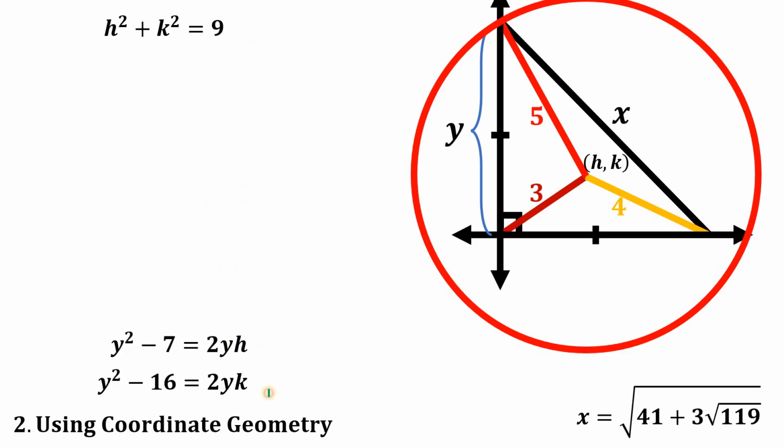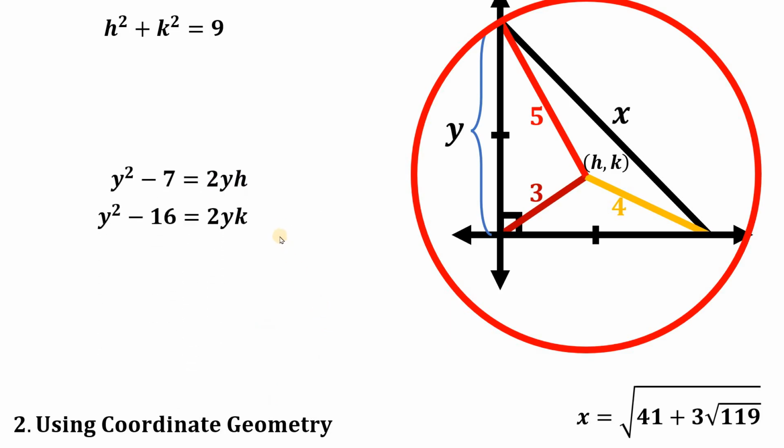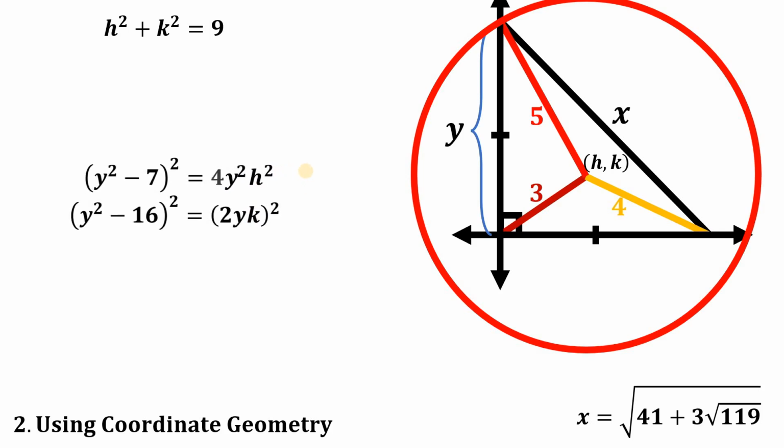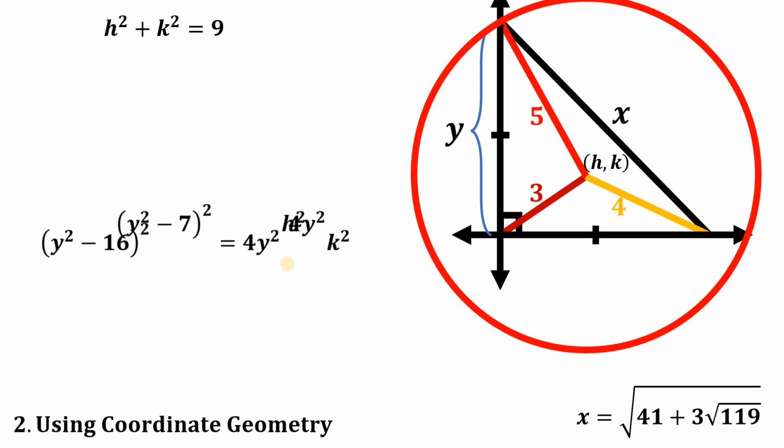Now, using these two results, what we're going to do is to square on both sides. If we do that, we get something like this. And 2yh raised to the power of 2, this is simply equal to 4y squared times h squared. Also, 2yk raised to the power of 2, this is just 4y squared k squared.